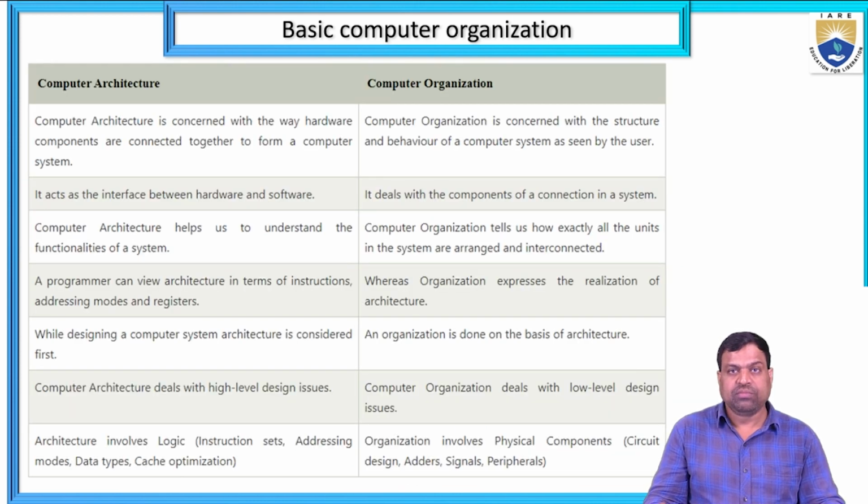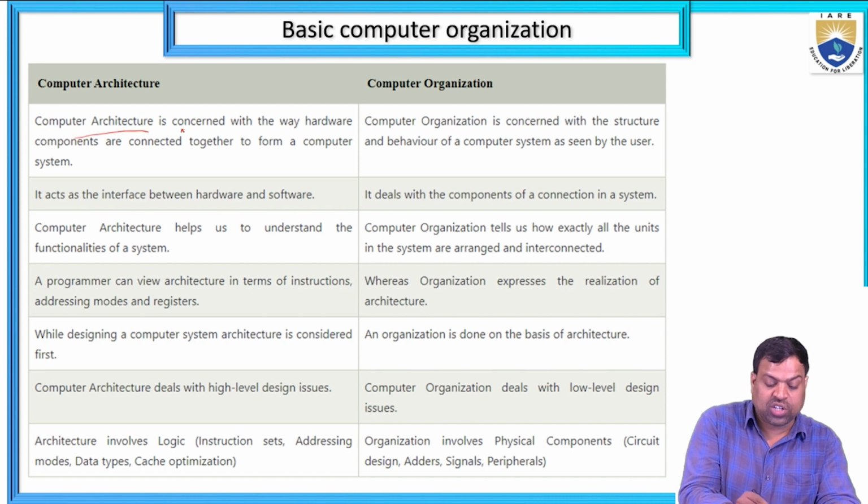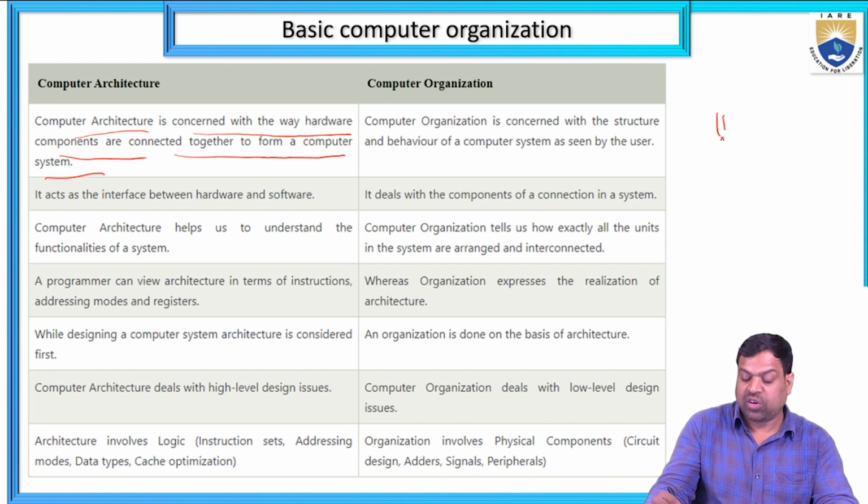So what are the major differences of computer architecture and computer organization? Computer architecture is concerned with the way hardware components are connected together to form a computer system. Organization is concerned with the structure and behavior of a computer system as seen by the user. So architecture is concerned with the way hardware components are connected together to form a computer system. Okay, hardware is connected to that one.